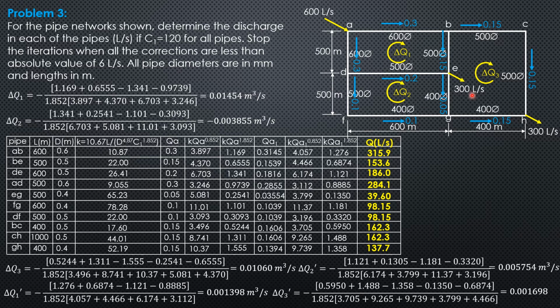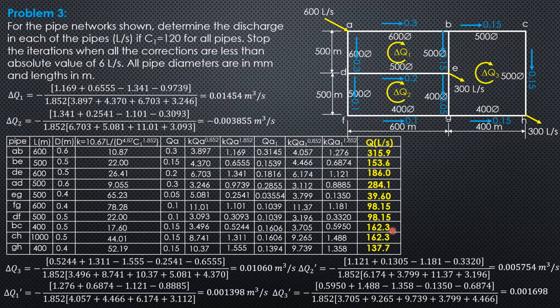Then for EG, common to 2 and 3. So EG, 0.03554 plus delta Q2 prime 0.005754, then minus delta Q3 prime 0.001698, times 1000, you'll get 39.6 for EG. Then FG, 0.1039 minus delta Q2 prime 0.005754 times 1000, 98.15. So expect also for DF to be the same. 0.1039 minus delta Q2 prime 0.005754 times 1000, 98.15.